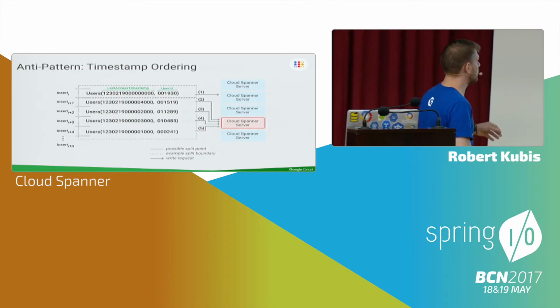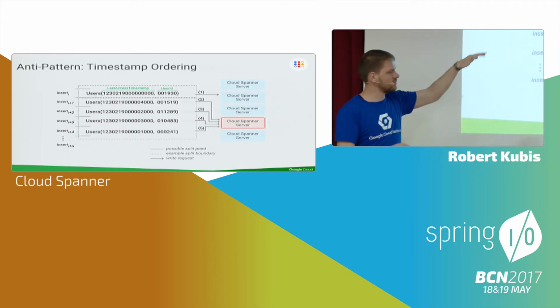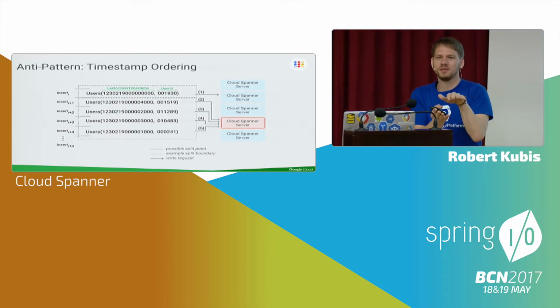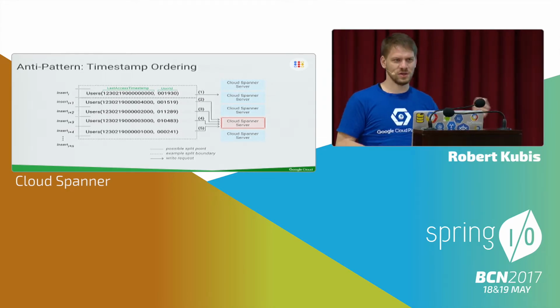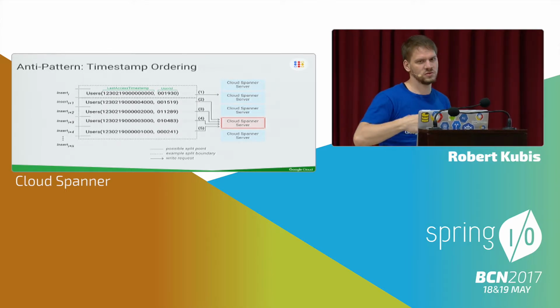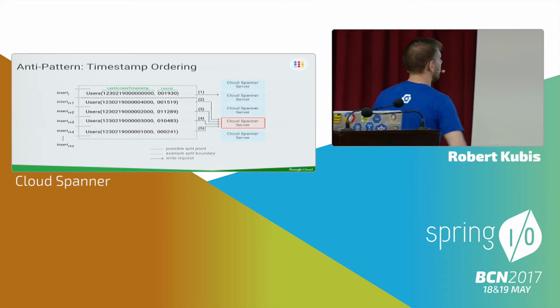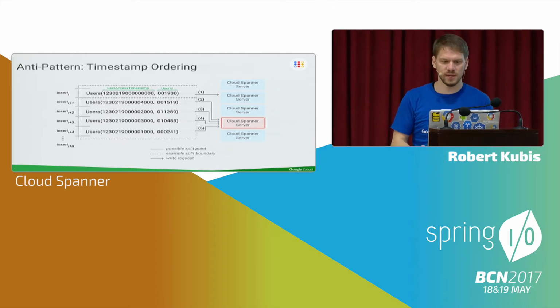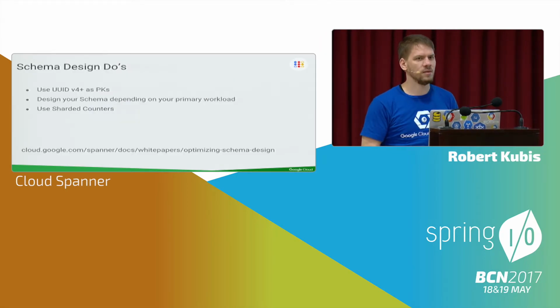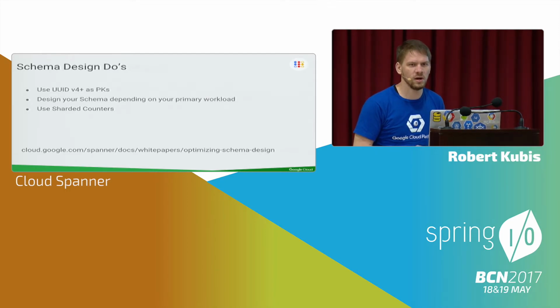I want to demonstrate that here. Since we split the table based on the lexicographic order of your primary key, if you insert or update rows using the current timestamp as the primary key, you always end up at the same split, and you're overloading that node, so it doesn't scale. So the way that we recommend doing it, for instance for IDs, is to use UUID version 4 as the primary key, which has a nice distribution.